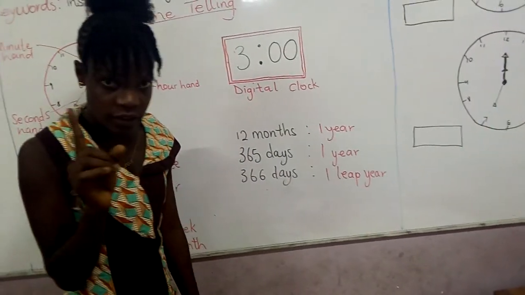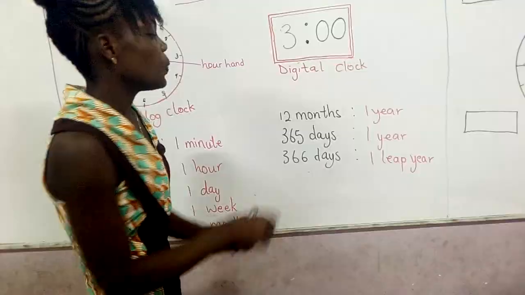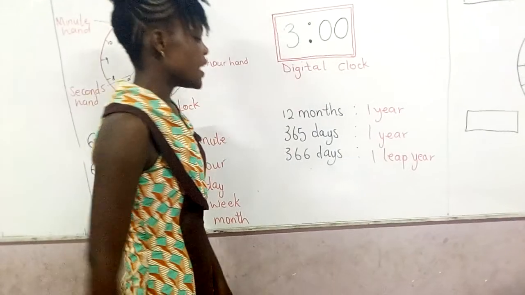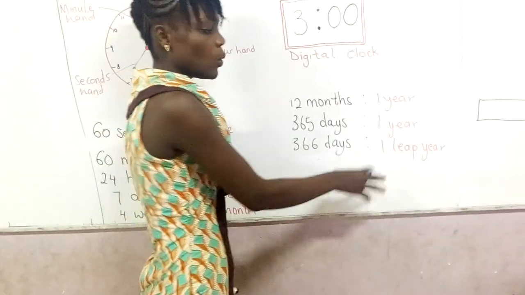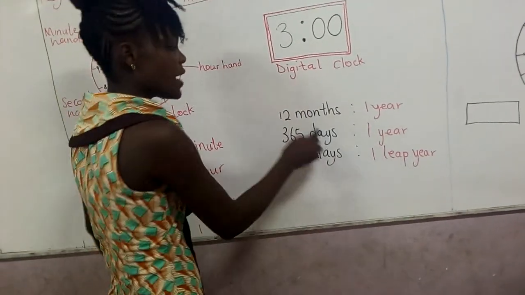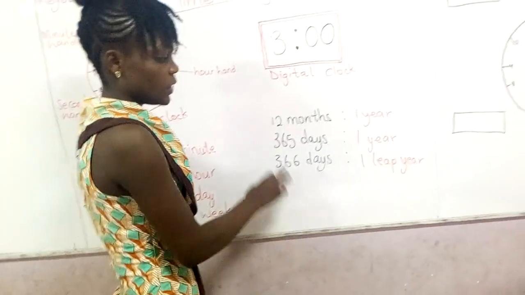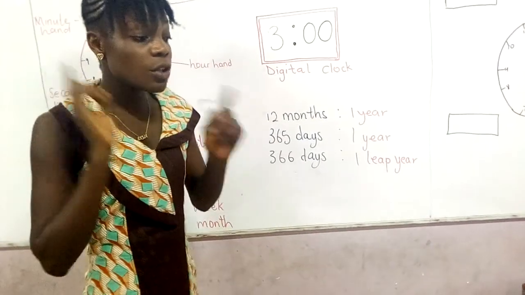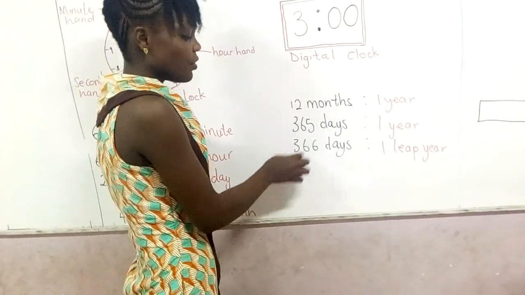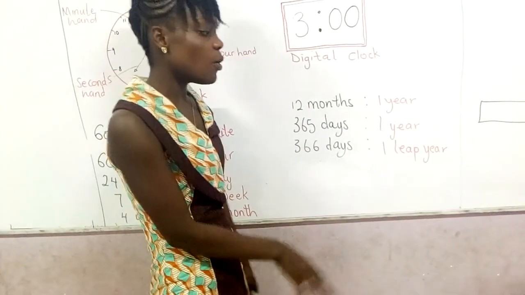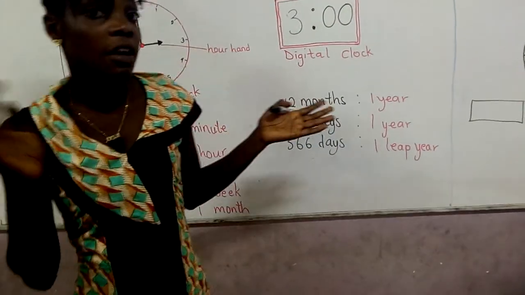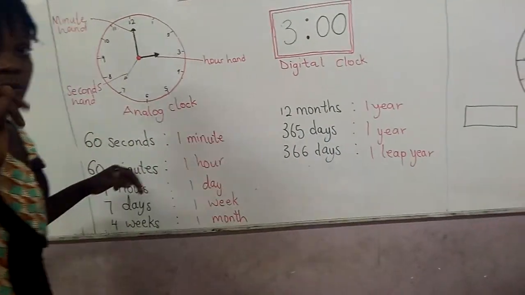365 days, like I said last week, 365 days will give you 1 year. And then 366 days will give you 1 leap year. So meaning when February has 28 days, you get 1 year. That is 365. But when February has 29, then you get 366 days. That will give us 1 leap year. And I said leap year always counts 4 years. In every 4 years, you get 1 leap year.